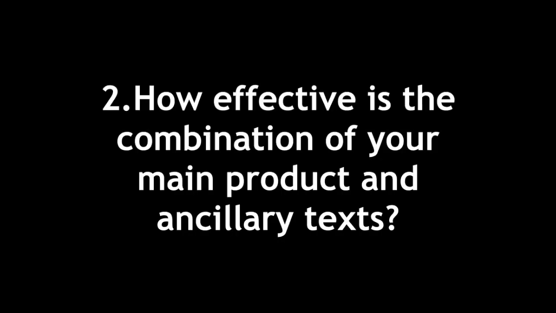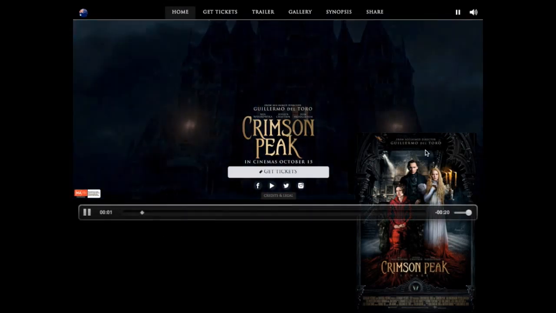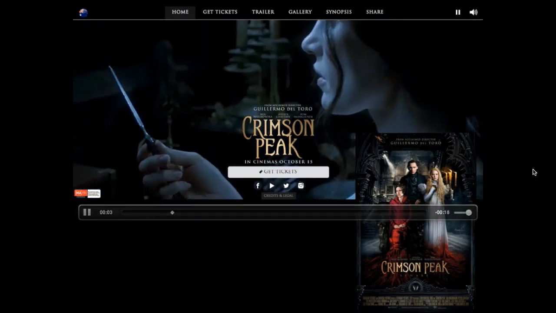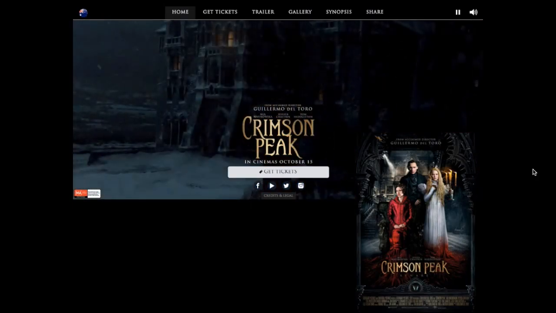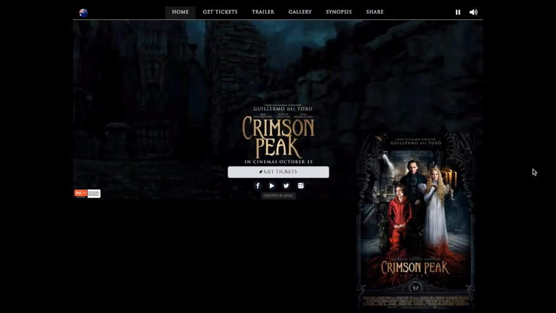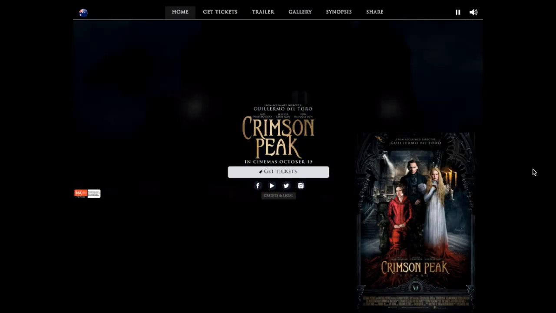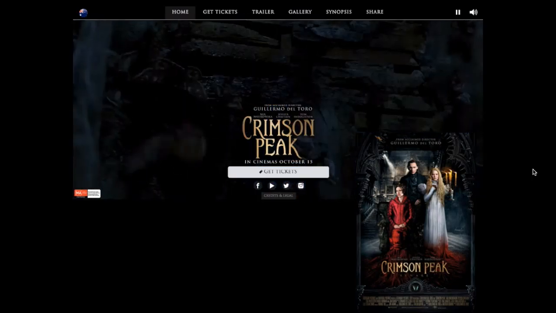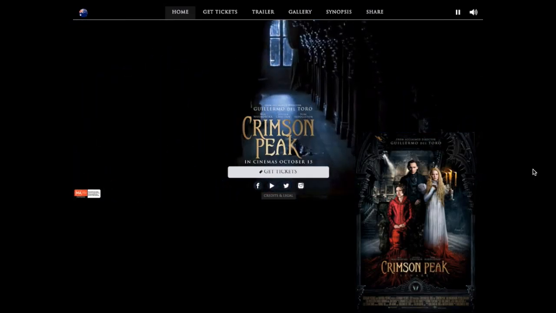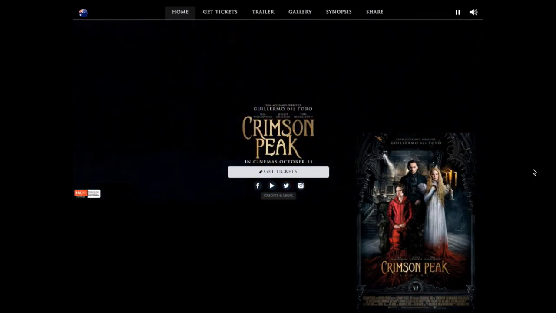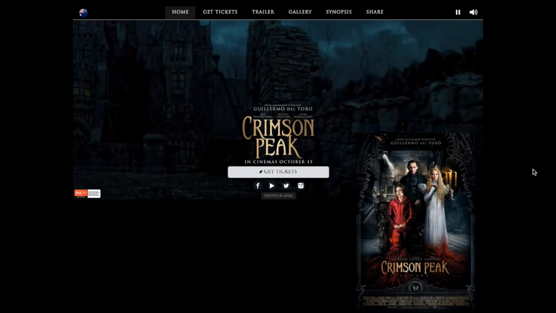Question 2. How effective is the combination of your main product and ancillary texts? Firstly, I'm going to talk about the codes and conventions. As you can see for the website and poster for Crimson Peak, there is clear synergy between the two texts. They have used the same fonts, design and colour scheme. They have used dark colours and the Gothic theme is clearly shown through the splashes of red and shadows across the poster and in the website.